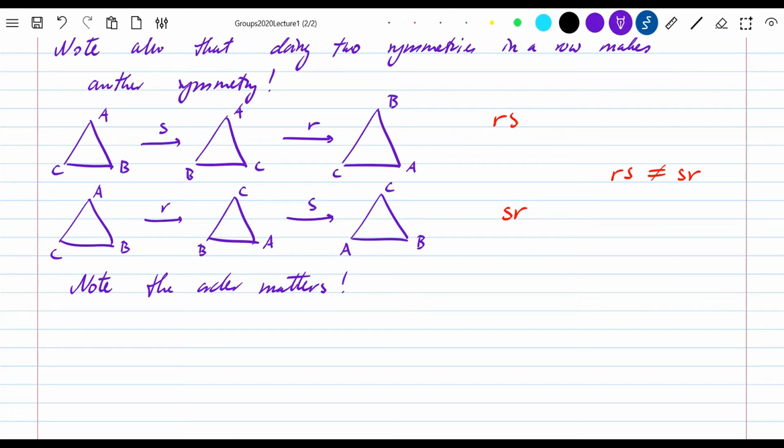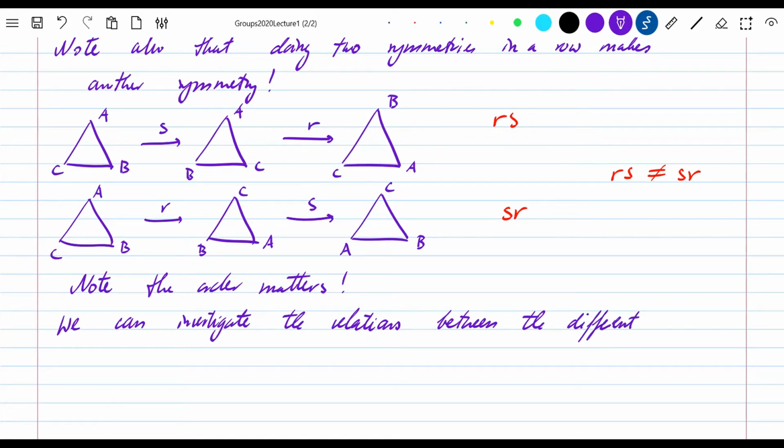So in fact, it's not only the number of symmetries that's important for a given object. In order to really get to grips with what these symmetries are, we also need to study the relationships between the different symmetries. So we can investigate the relations between the different symmetries, or elements, if you like.